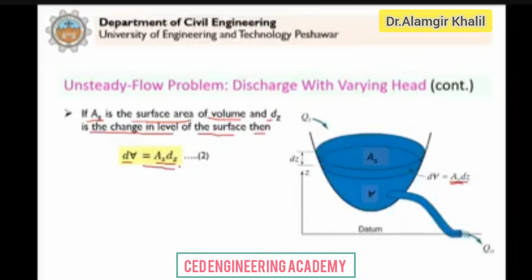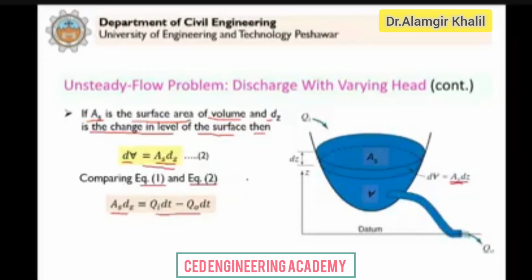So we can compare: when the left hand sides of equations 1 and 2 are equal, the right hand sides can be compared. That's why we compare equation 1 with equation 2. So we get AS into dz is equal to Qi dt minus Q0 dt.